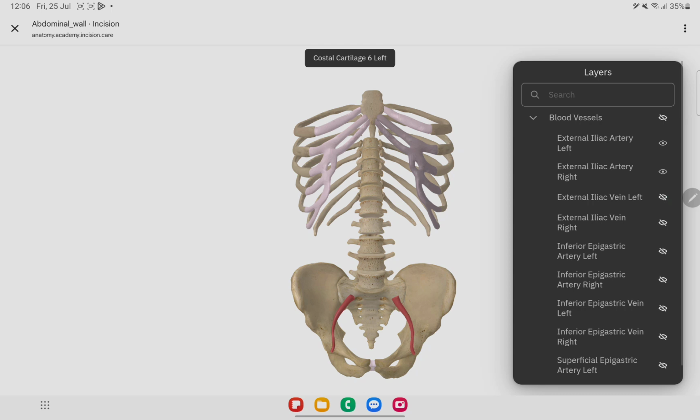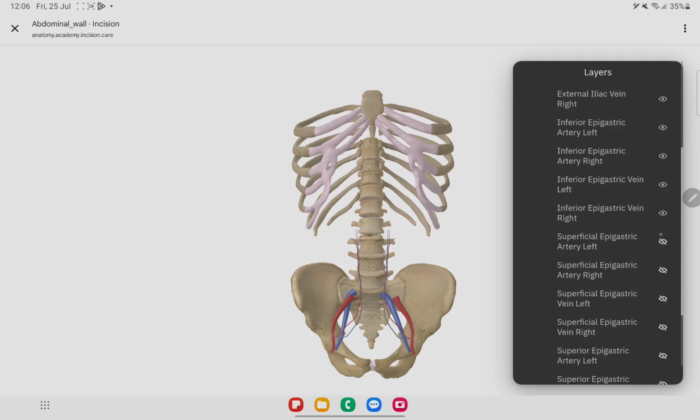This is the left external iliac vein, and this is the right external iliac vein. This is the left inferior epigastric artery, and this is the right inferior epigastric artery. This is the left inferior epigastric vein, and this is the right inferior epigastric vein. This is the left superficial epigastric artery, and this is the right superficial epigastric artery.